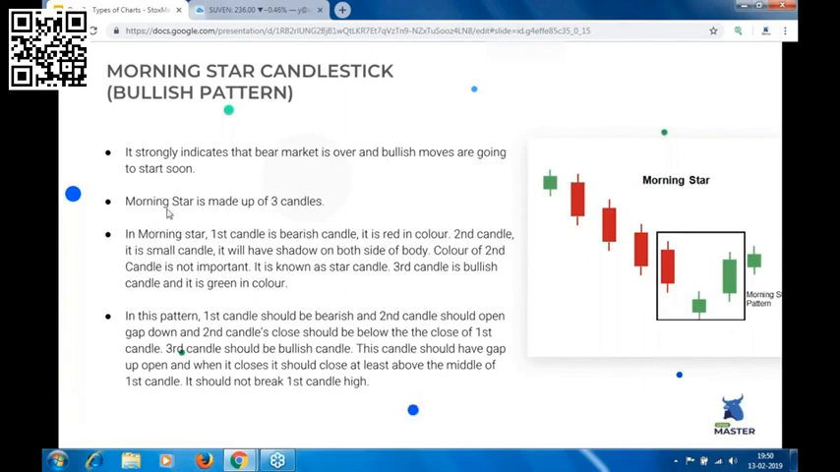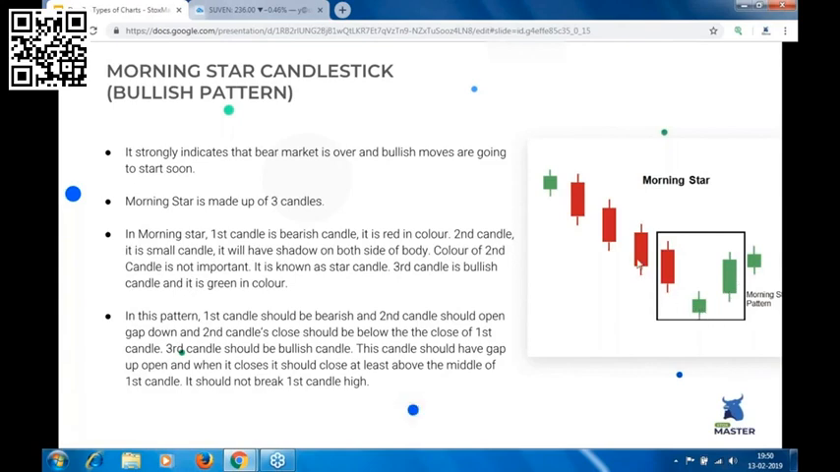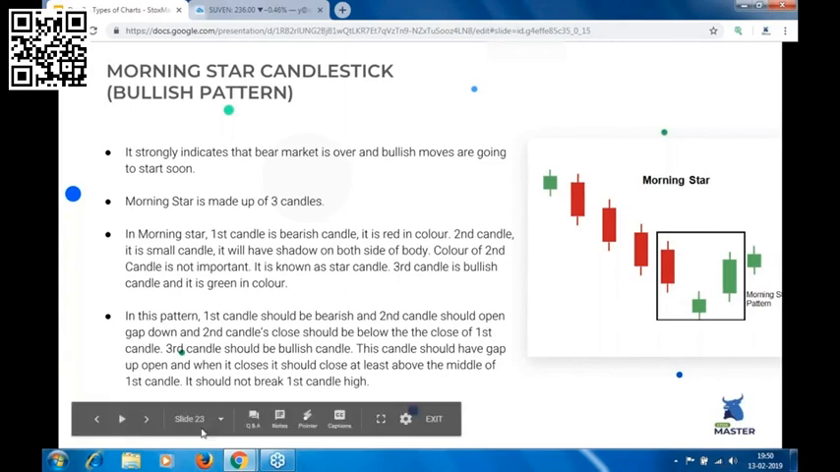Let's read through the slide. Now morning star is made up of three candles. In morning star, the first candle is a bearish candle. It is red in color. The second candle is a small candle. It will have shadows on both sides of the body. The color of the second candle is not important. It is known as a star candle. The third candle is a bullish candle and it is green in color. Now this is known as a morning star, and if we see a small doji, then we can call it a morning doji star candlestick.